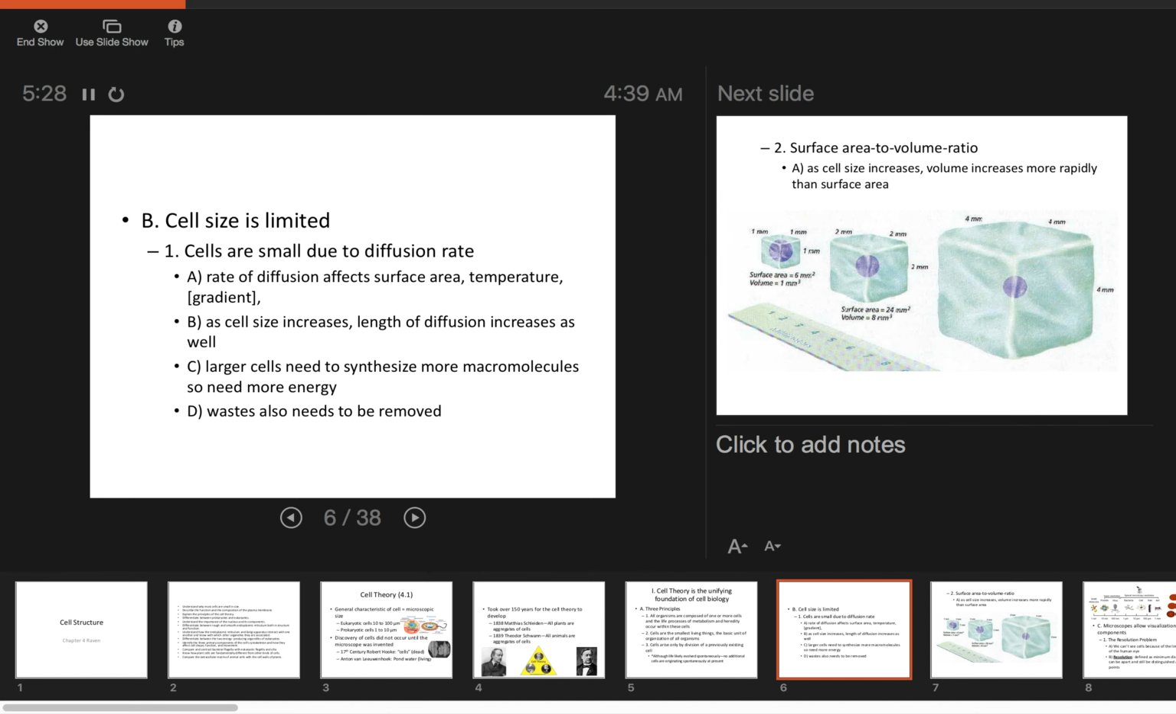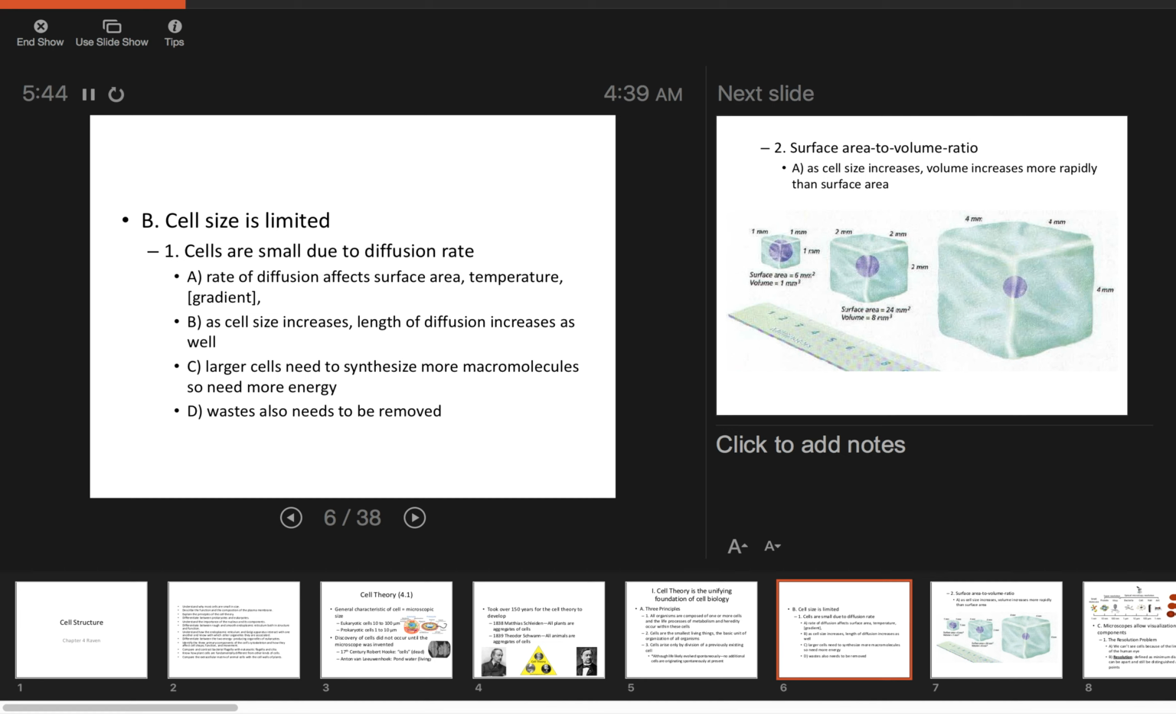Okay, cell size is limited. Like I said, cells are microscopic, and there's a reason for that. A huge part of it has to do with its diffusion rate. Cells have to be able to move things in and out of the membrane and from one part of the cell to the other. And so the rate of diffusion affects the surface area.